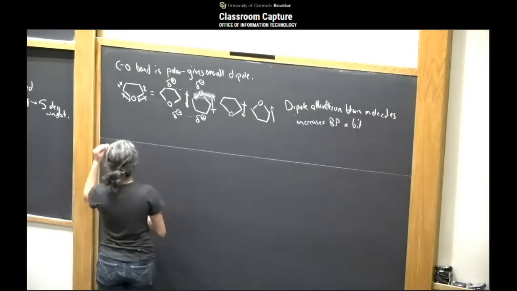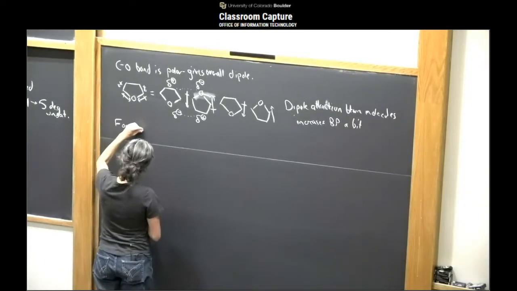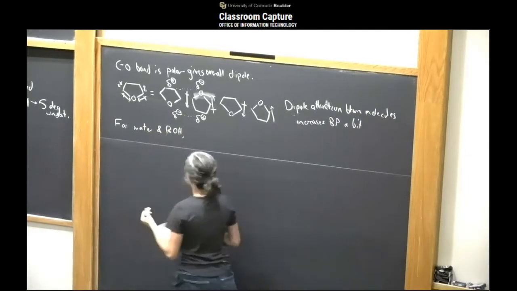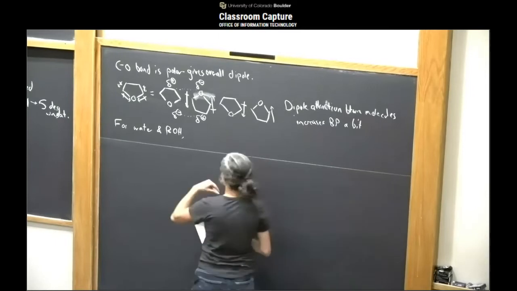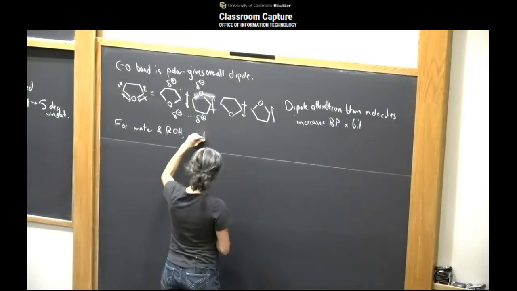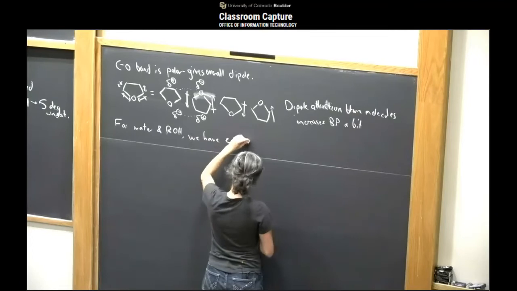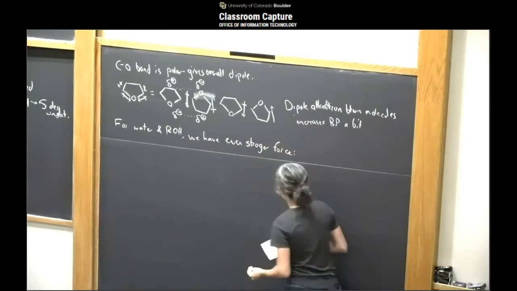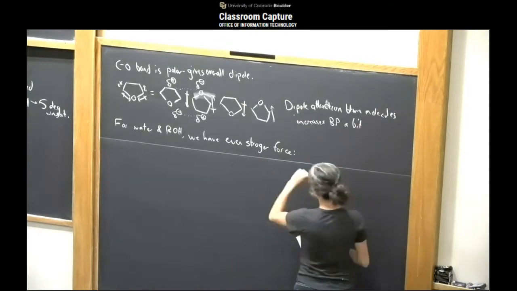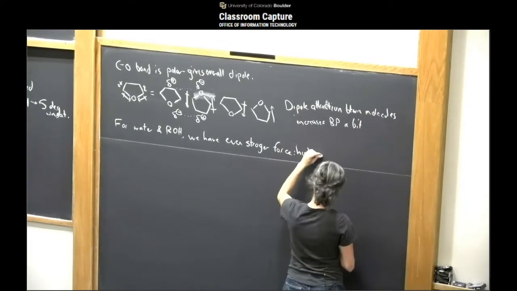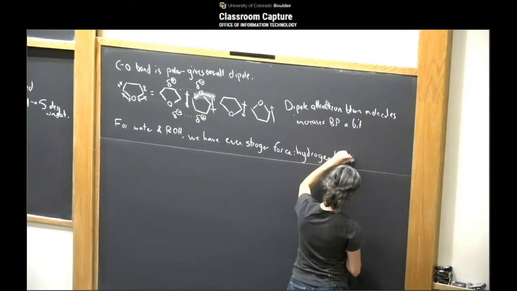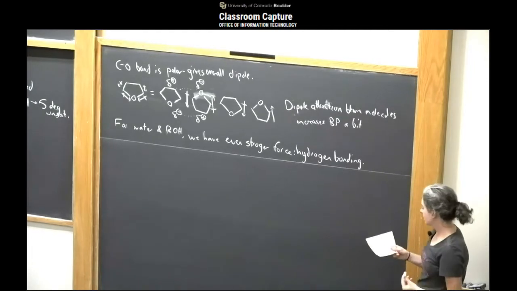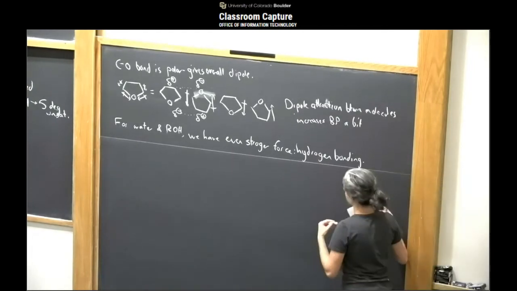So for water and ROH, we can get an even stronger intermolecular force. And that is hydrogen bonding. So it's kind of like a general schematic for how this looks.